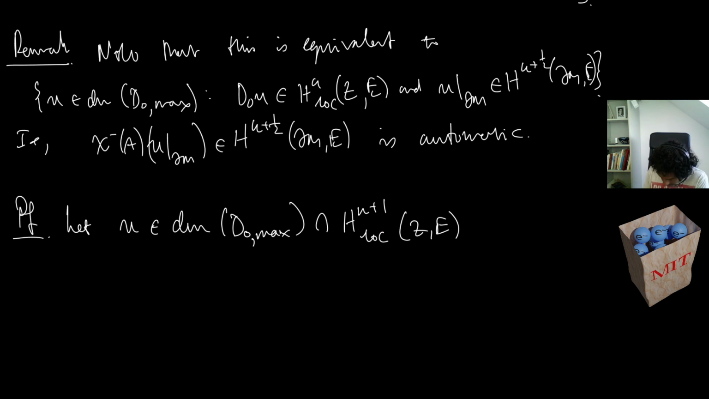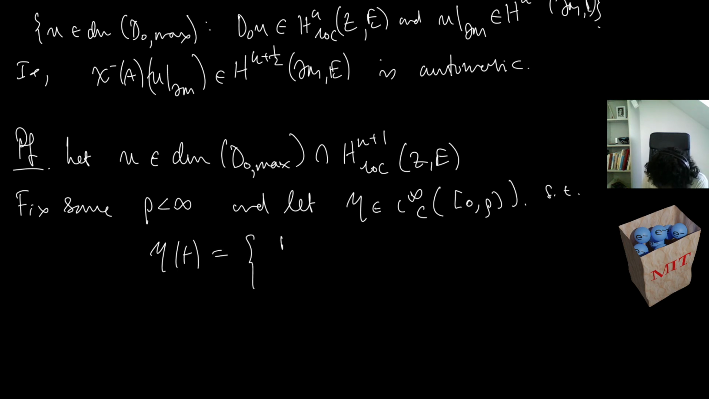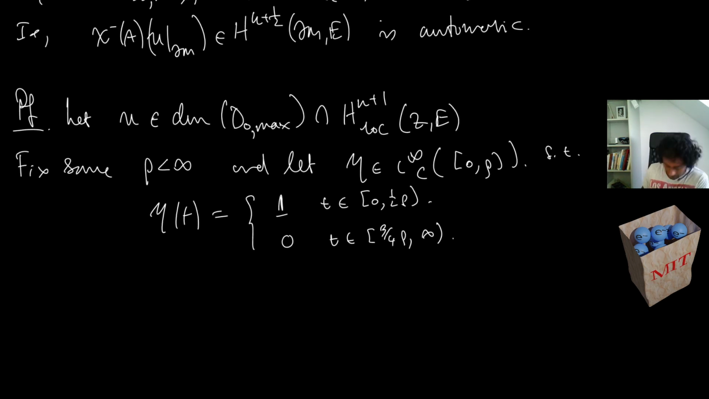Okay, so let me write this out. So fix some ρ less than some finite ρ, and let η be a smooth cutoff function in Z in [0, ρ], such that η(t) equals 1 when t is in [0, ρ/2], and 0 when t is in, say, [3ρ/4, ∞). Okay, so it's easy to find.